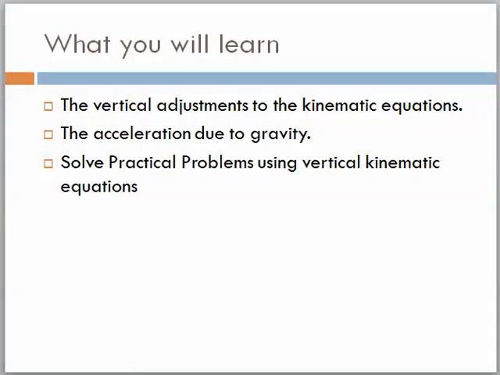What you will learn. Today we're going to talk about the vertical adjustments to our horizontal kinematic equations that will make them into vertical ones. It's a very small one. We're going to discuss the vertical acceleration due to gravity, whether it's slowing an object down or speeding an object up. And then we're going to solve practical problems using vertical kinematic equations.